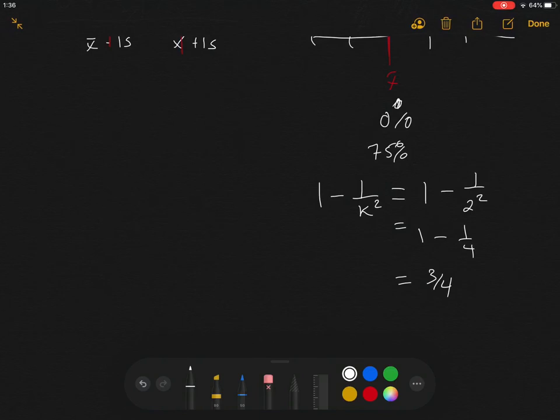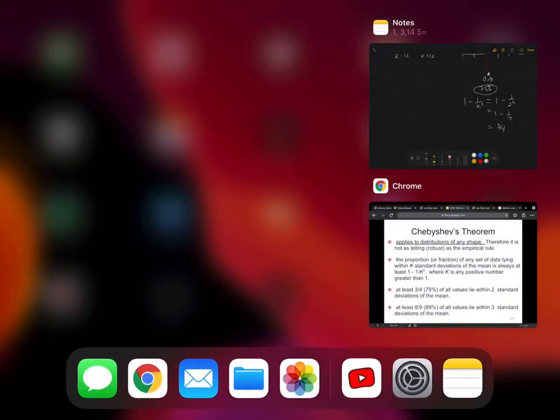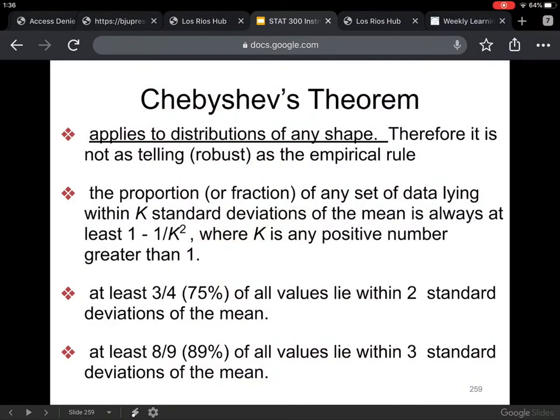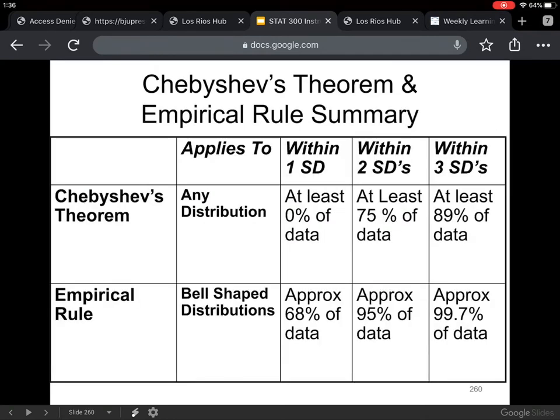So within 2 standard deviations of a distribution that's not necessarily bell-shaped, we have 75% of the data points. Okay? Hopefully that helps and builds your intuition about Chebyshev's theorem. Same thing applies with the 89% within 3 standard deviations. And here's a table that compares the two. Notice that in Chebyshev's theorem, it says at least 0% of the data. The more that the data set represents a bell-shaped curve, the bigger the amount of data contained within 1 or 2 or 3 standard deviations.